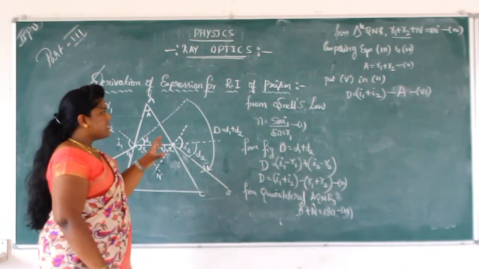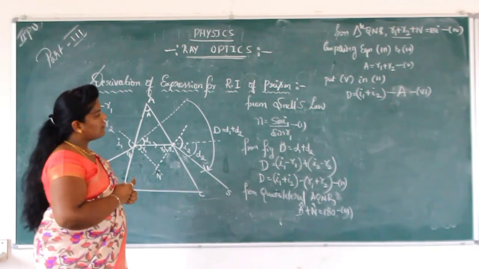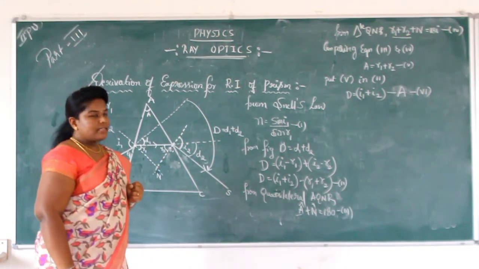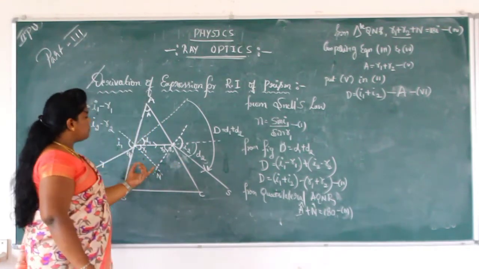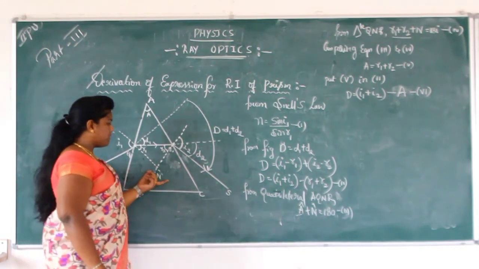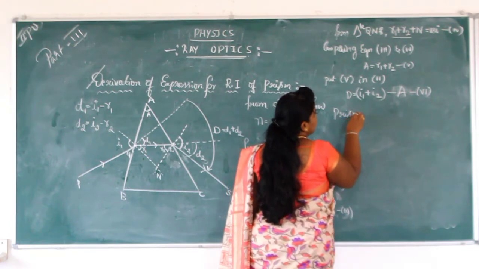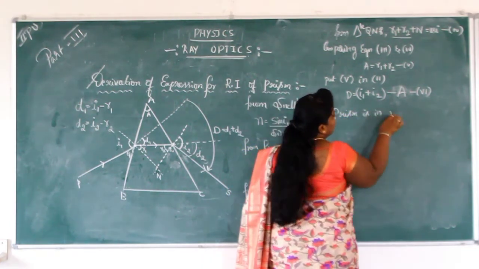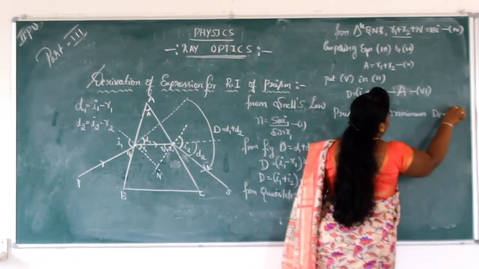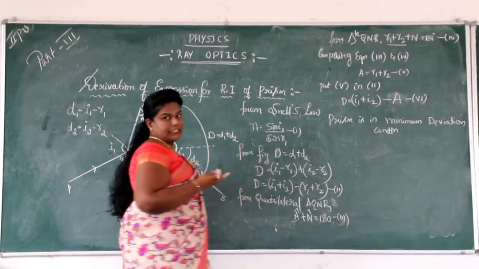So dear students, we just got A and D. Now with the help of A and D, we should calculate the value of I1 and R1. So how to calculate this, my dear students? Assume that this prism is in the minimum deviation condition. I will explain what minimum deviation is, but assume that now the prism is in minimum deviation condition.